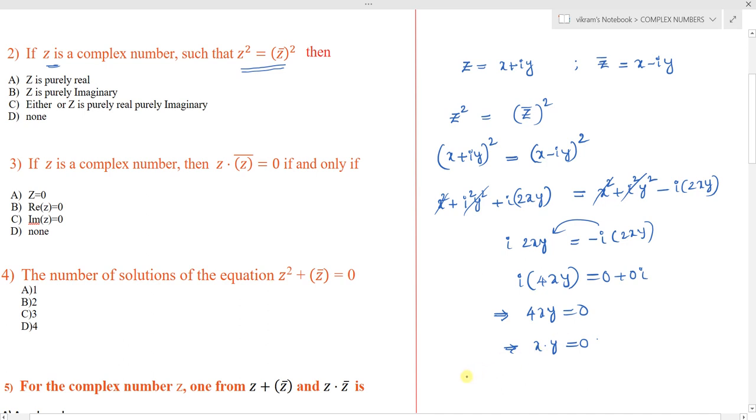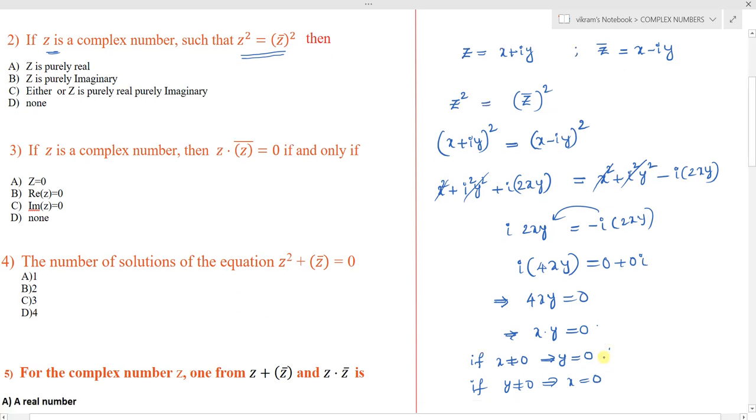Okay, so we get the condition: if x not equal to 0, then y must be 0. If y not equal to 0, x must be 0. So that means either x is 0 or y is 0.